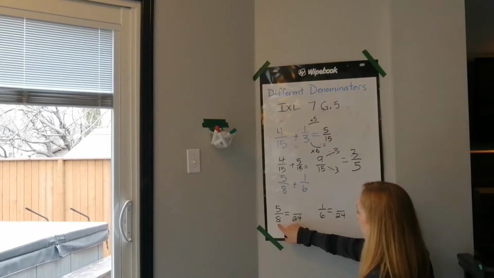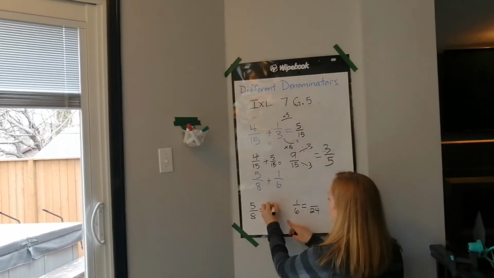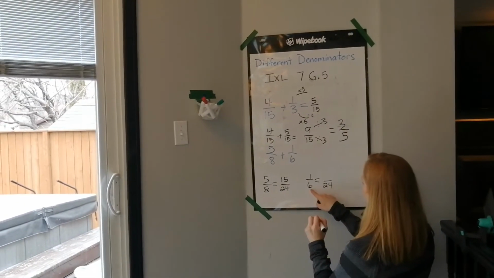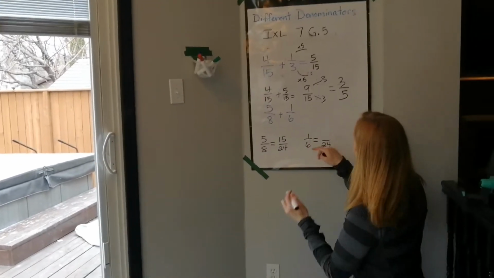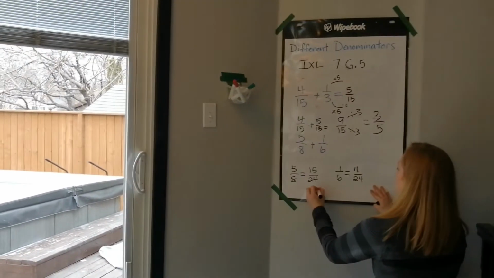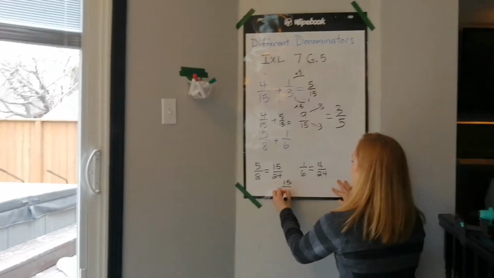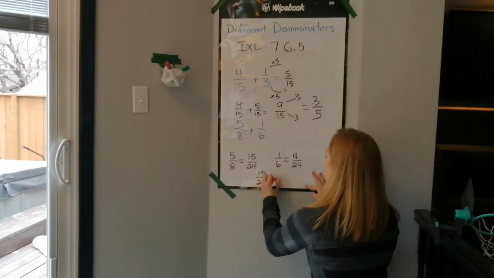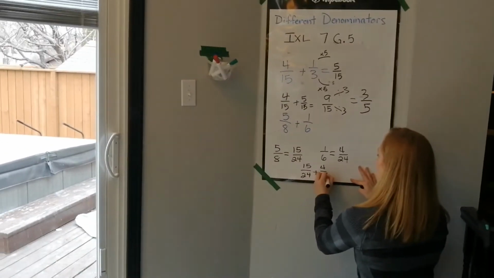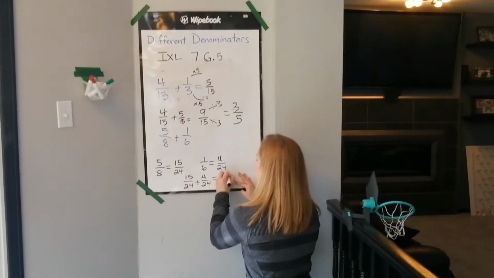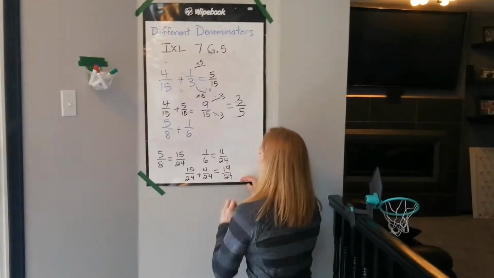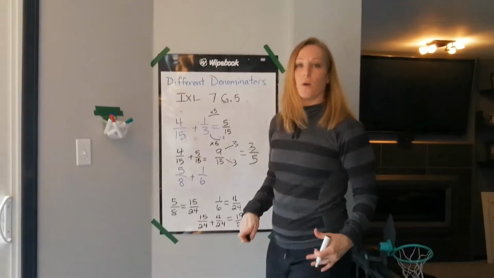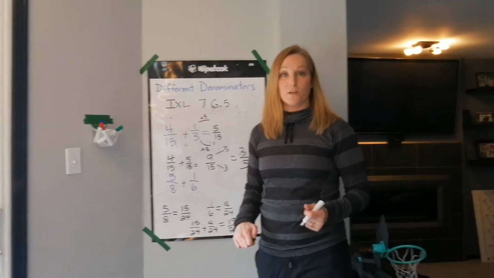So I'm going to multiply 8 times 3, 5 times 3, so I have 15 over 24. 6 times 4, 1 times 4. And I now have 15 over 24 plus 4 over 24 equals 19 24ths. 19 is a prime number, so I know that it's in lowest terms already.